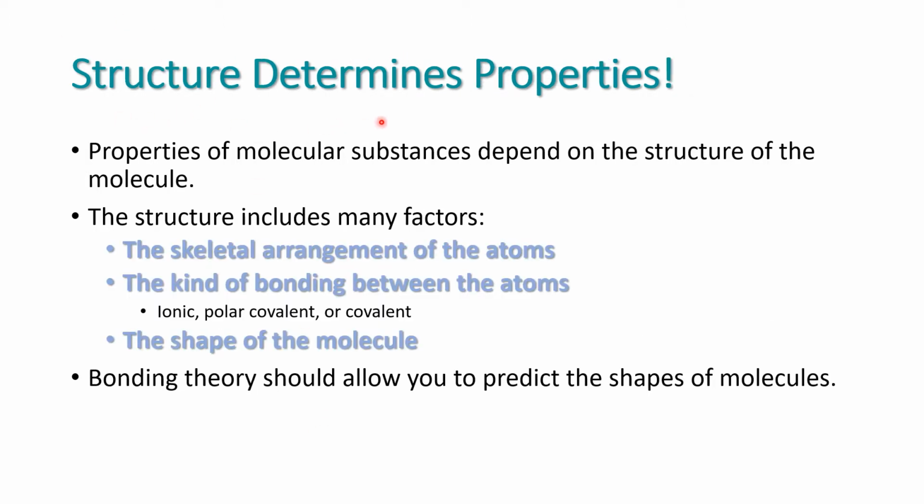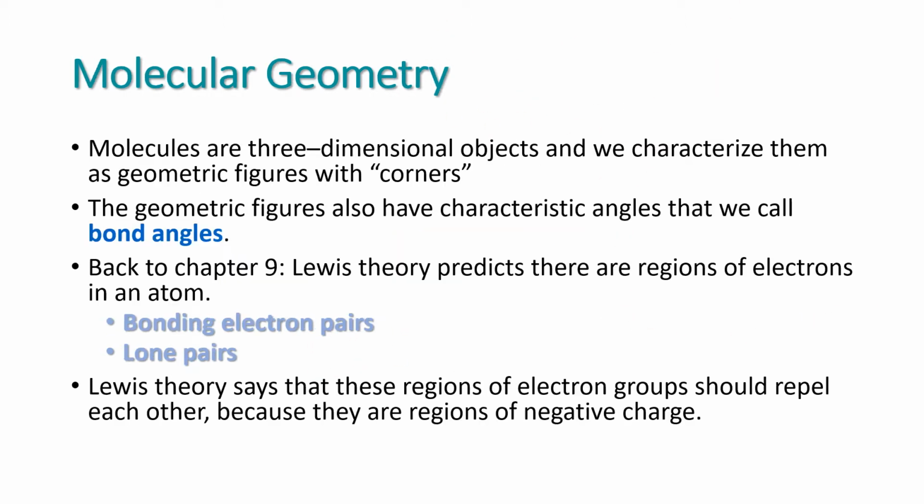So structure is what determines properties. Along with the types of bonds you have in atoms and the arrangement of atoms, the shape is also very important to determining properties of a compound. So we learned so far, off of Lewis theory, about different regions of electrons in an atom. They can either be bonding pairs or they can be lone pairs.